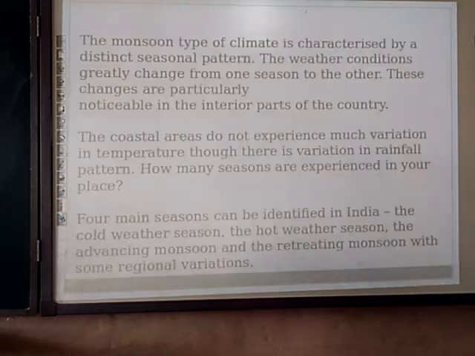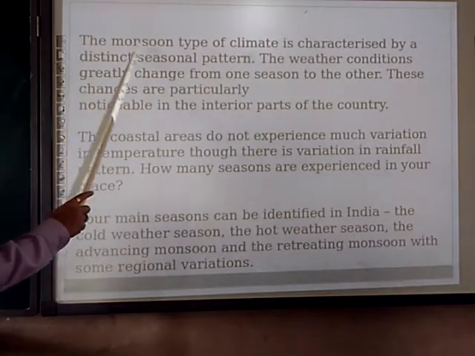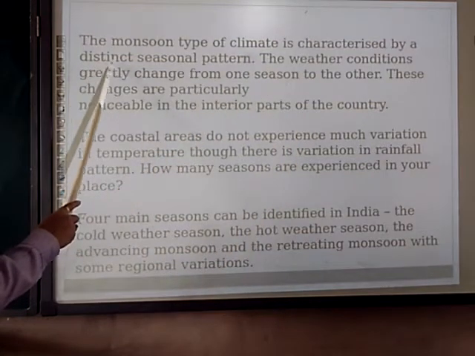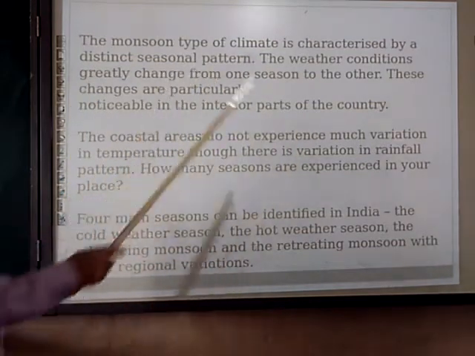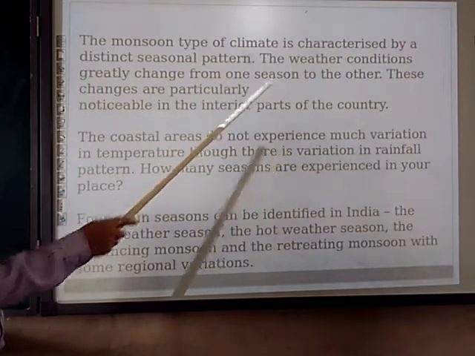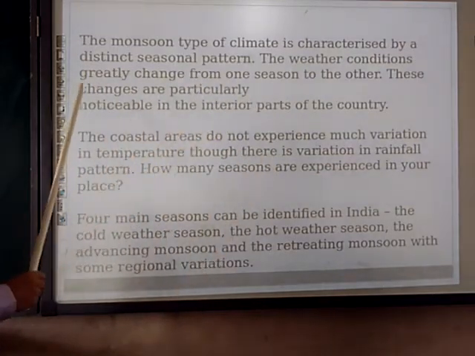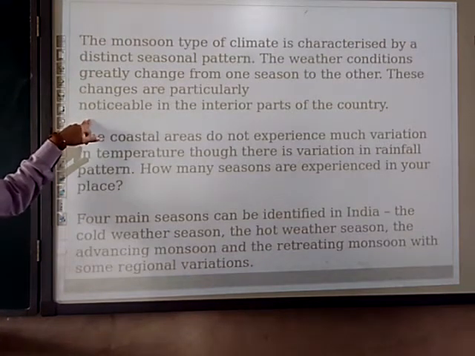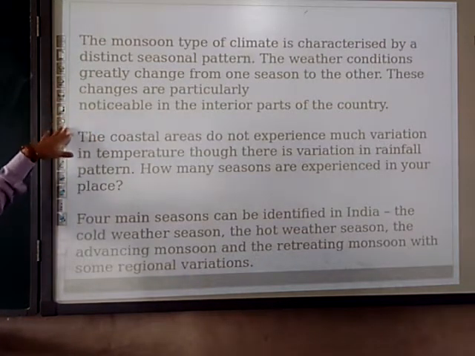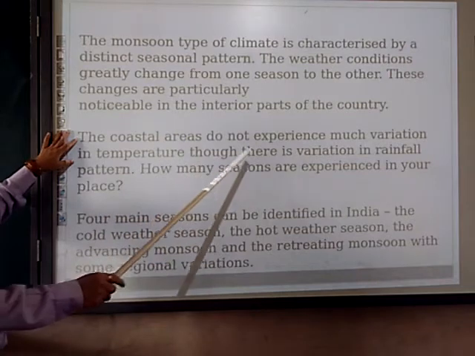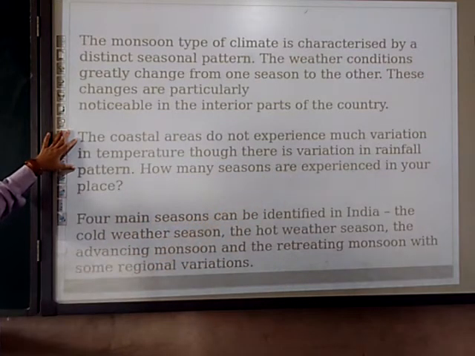Point number 1. The monsoon type of climate is characterized by a distinct seasonal pattern. The weather conditions greatly change from one season to another. That is why the variation is noticeable in the interior part of the country. The coastal areas do not experience much variation in temperature, though there is a variation in rainfall pattern.